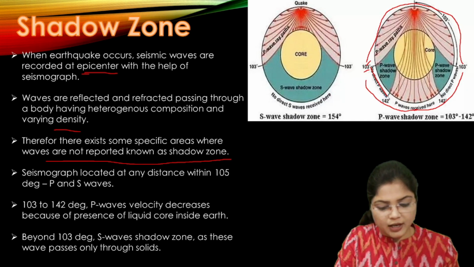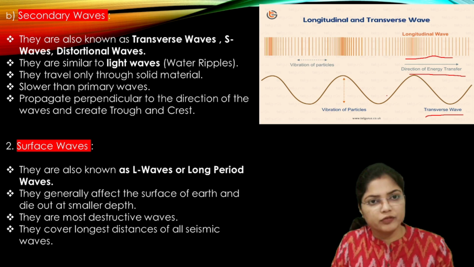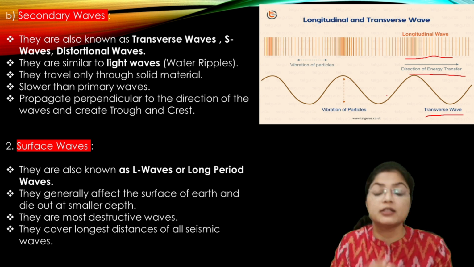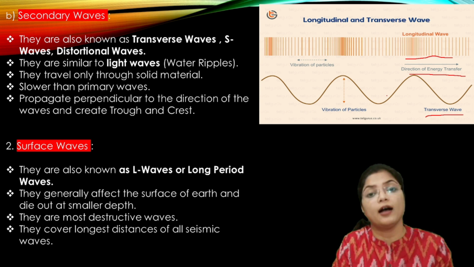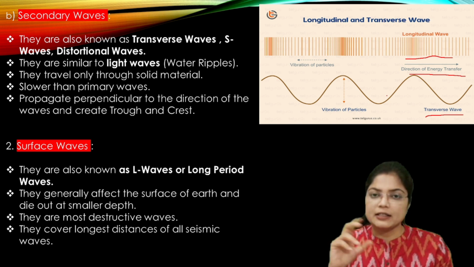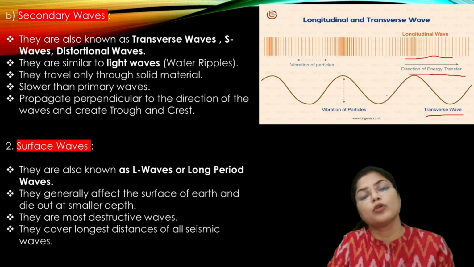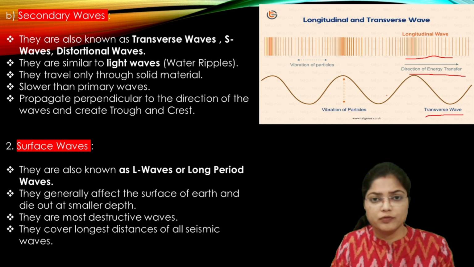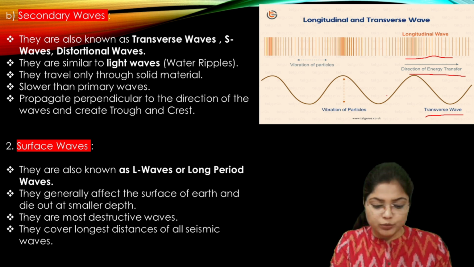So guys, this is all about the interior of the earth. We have come across different layers, their thickness, their composition, and not only this, the discontinuities and what are seismic waves and how they are distributed, what is shadow zone, what is the shadow zone of S waves, and what is the shadow zone of primary waves or P waves. This we have all read. But now let's move forward.